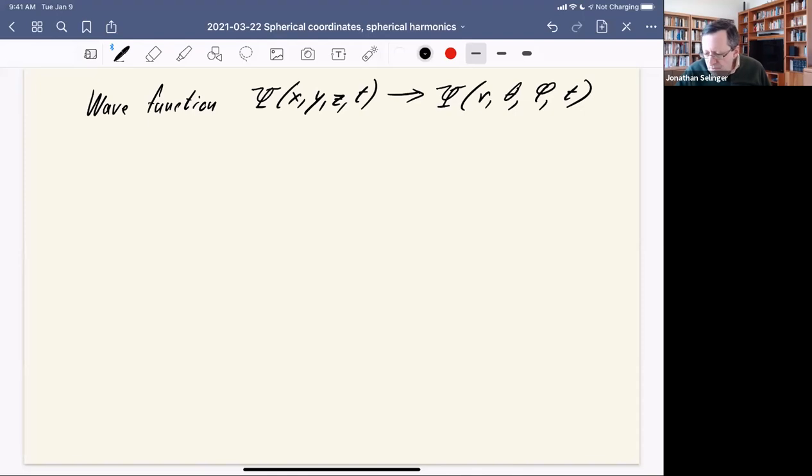All right, so this is the new thing that we want to solve for, right? If we're doing a problem in spherical coordinates, we want to solve for what is the psi as a function of those four variables, r, theta, phi, and time. Now when we're doing that, we can do all the same interpretation of the wave function, right? And so we could say, how do we do integrals to normalize the wave function, for example?